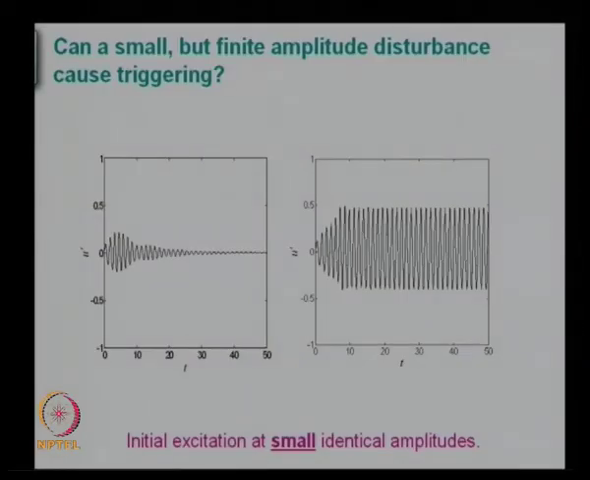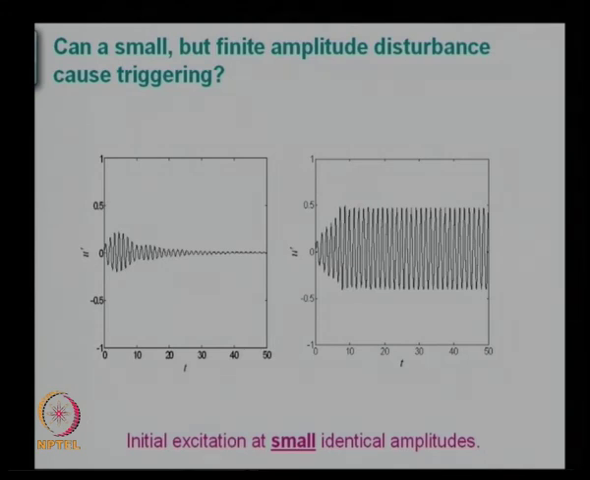So can a small but finite amplitude disturbance cause triggering? Infinitesimally small is your small value, you can still find a smaller value, and even that should cause instability, even smaller, even smaller, anything should work. But now we are looking at a case where a small but finite amplitude disturbance causes triggering.